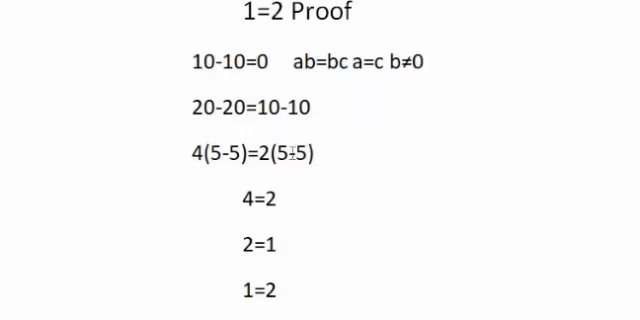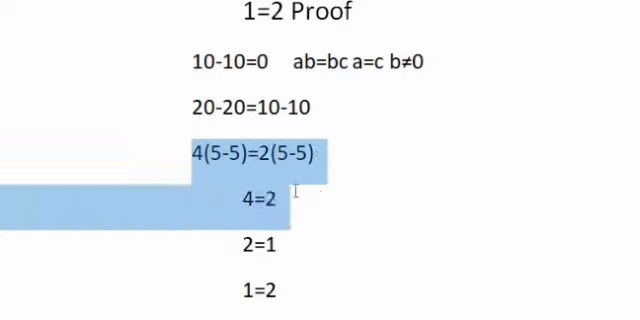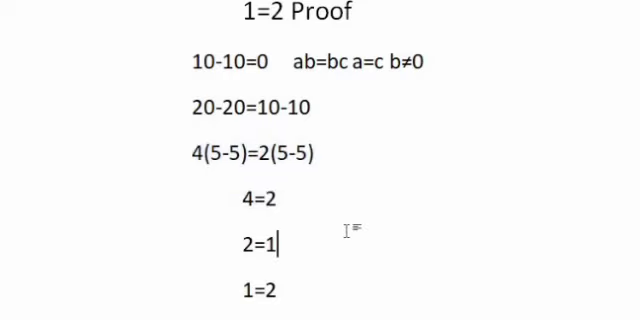Look, we have divided both sides by 5 minus 5. What does 5 minus 5 equal? 5 minus 5 equals 0. So we can't divide both sides by 5 minus 5 because this is 0. So here is the error: we can't divide both sides by 0. Okay, hope you have got that.